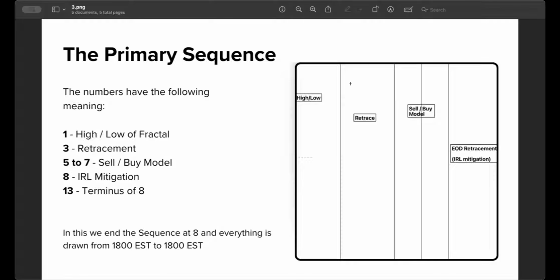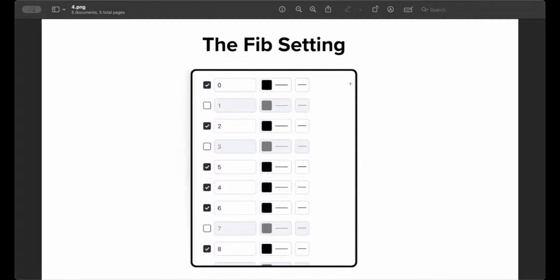So in the case of the daily cycle, we are doing everything from 6 o'clock to 6 o'clock. But when you are drawing this, you're going to draw it from 6 o'clock to 4 o'clock. And these are the Fibonacci settings: 0, 2, 5, 4, 6, and 8. These are the Fib settings.